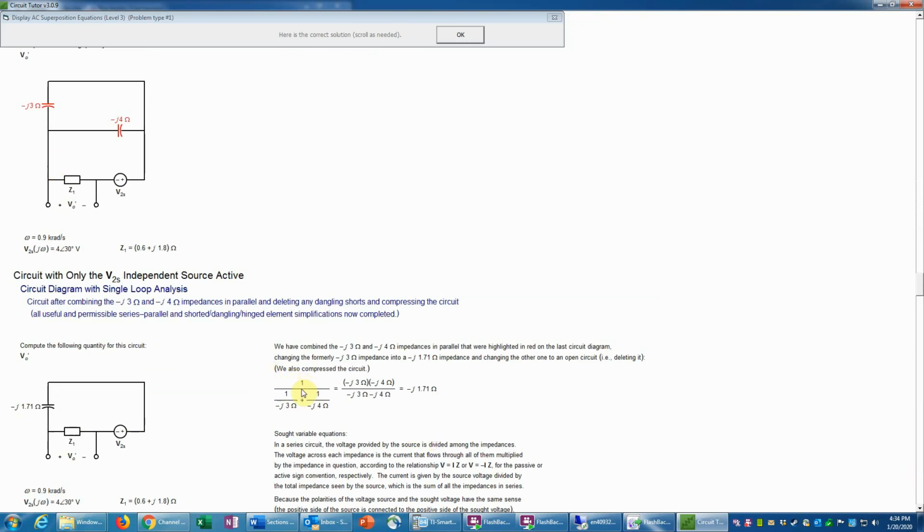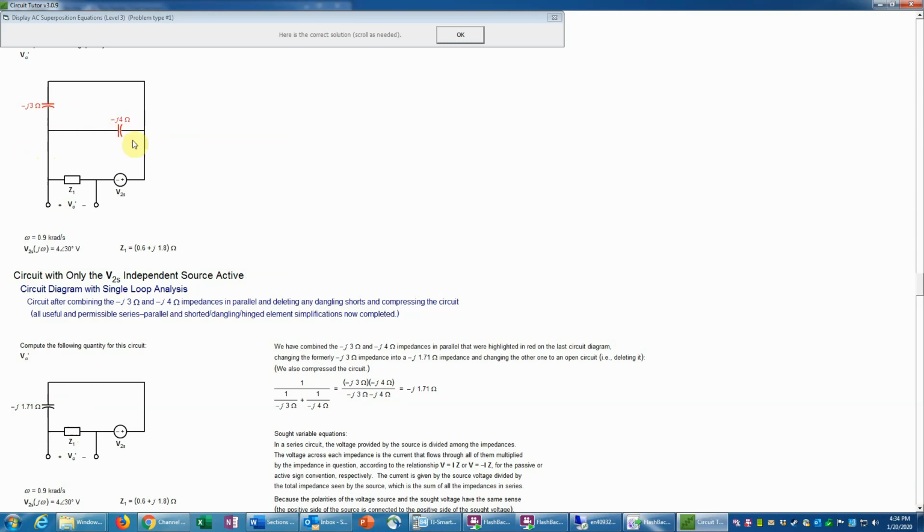Again, because they're in parallel, we take the reciprocal of the sum of the reciprocals of each value, the negative j3 and the negative j4, and then that computes to a negative j1.71 on a calculator. Using the complex number capabilities of the calculator, we can do that directly. And so we replace, for example, this one. We could do either one, but I just replaced this one by that value.